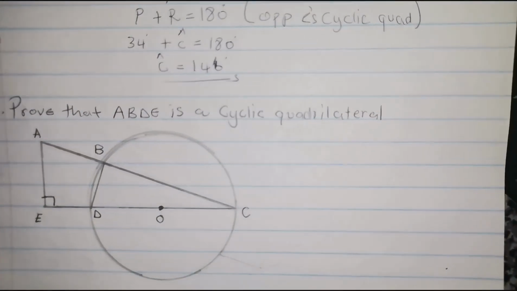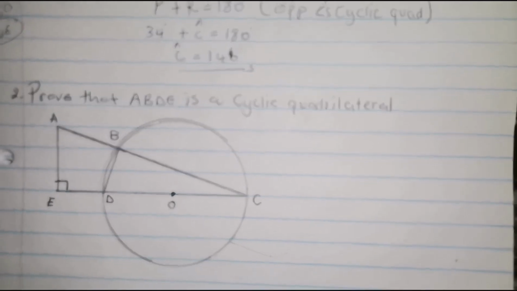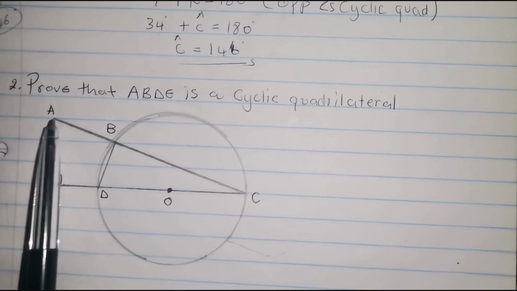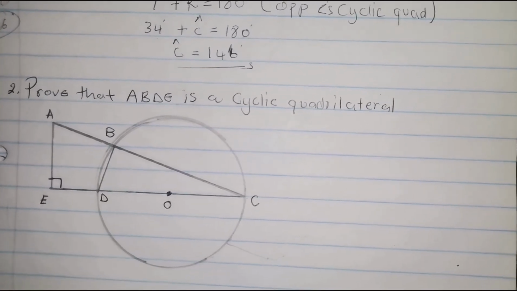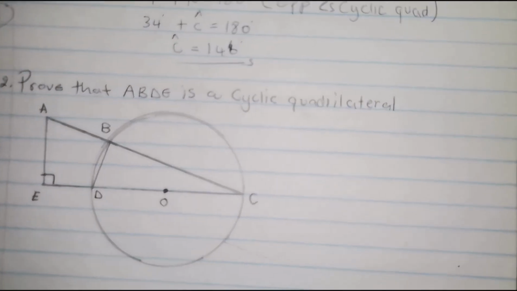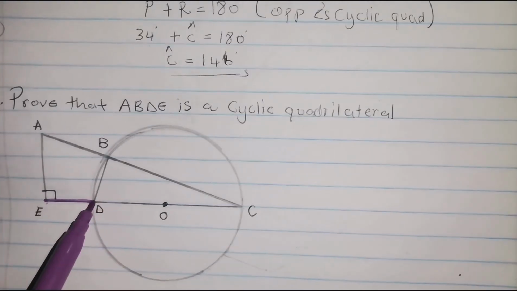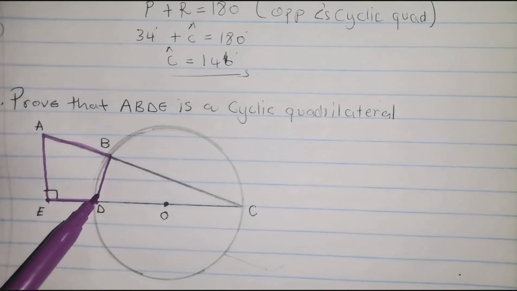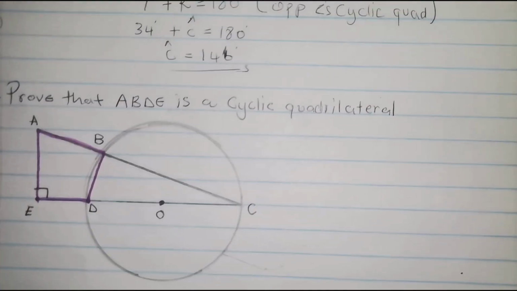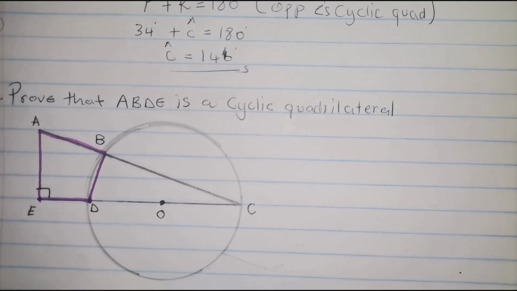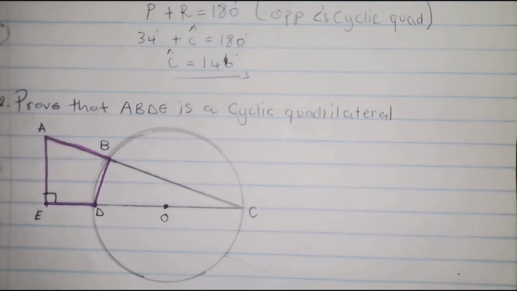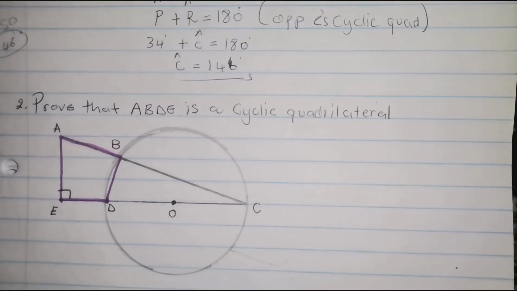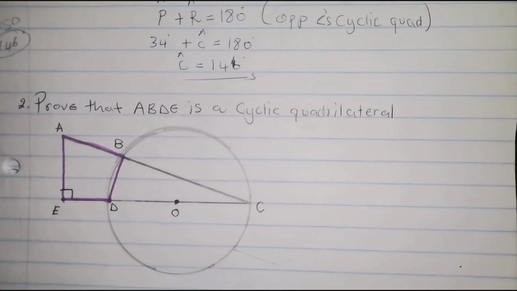Then the last one, it's so simple. It says that you must prove ABDE is a cyclic quadrilateral. Which one? This quadrilateral. You need to prove that indeed it is a cyclic quad. How will you prove it? So simple, right? You can just pause the video and prove it for me, guys. Not a problem. Prove that ABDE is a cyclic quad.